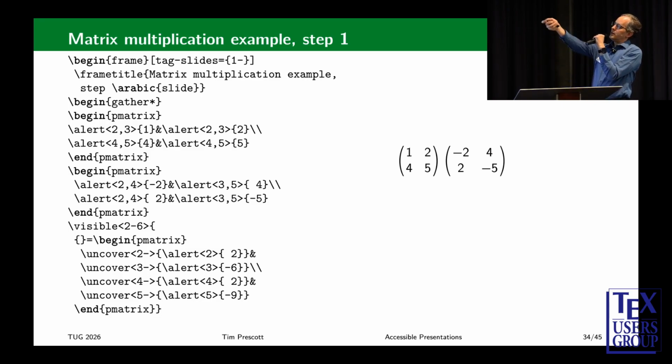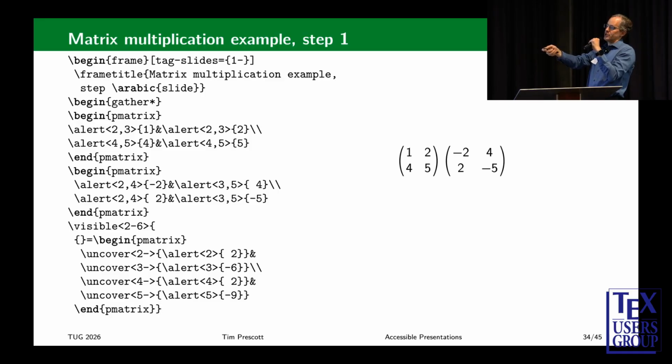What do I want to know? So I've put tag slides equals 1 dash. I'll come back to that at the end. The thing to notice is that all of the math is present on all of the slides. I've just changed what's visible or not. Right? So at the very beginning, we have our matrix 1, 2, 4, 5.